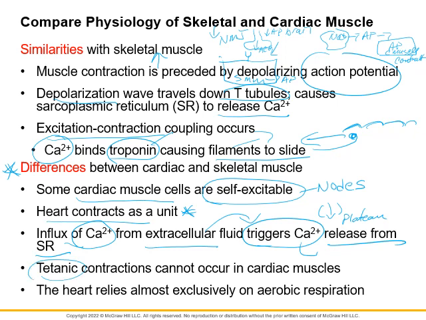There is no tetany, there is no building tension in cardiac muscles, and the heart relies almost exclusively on aerobic respiration. So remember, skeletal muscle can do anaerobic, you can generate lactic acid, you can kind of do the holding pattern where you're just generating 2 ATPs. So go back and look at the difference between aerobic and anaerobic.